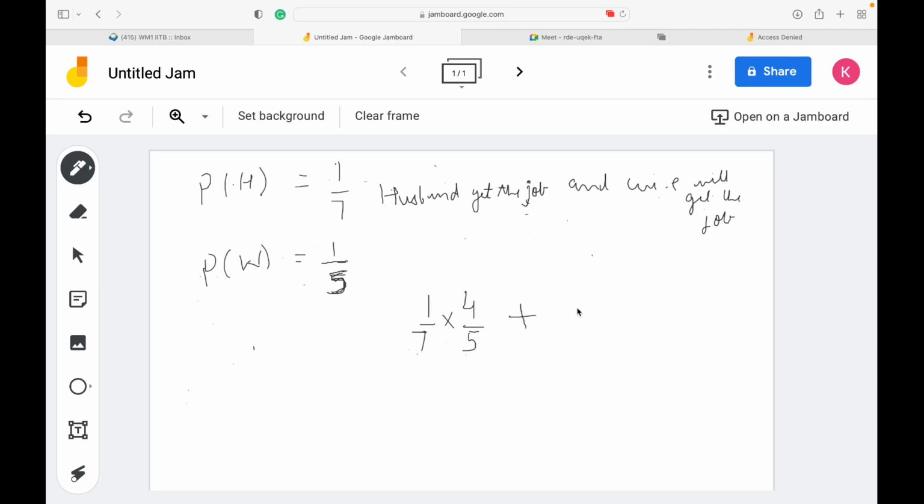Then we will add the other scenario where only the wife will get the job. So the probability that the wife will get the job is 1/5, and it will come along with the husband not getting the job, which is 6/7. So this comes out as 10/35.